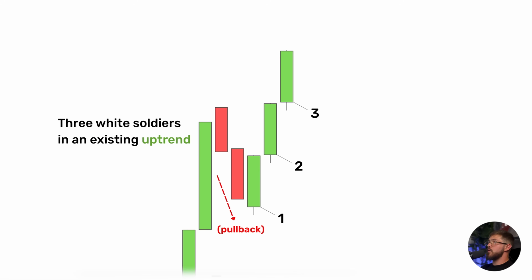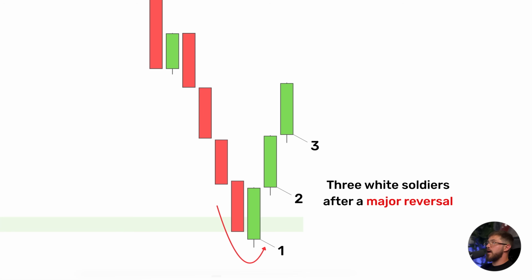Now picture 3 white soldiers forming in an existing uptrend after a small pullback. That is what we call trend acceleration. The pullback is over and the trend is resuming with serious strength. And say you see 3 white soldiers forming right after a major reversal signal at a key support level, well, that is a reversal confirmation with momentum.